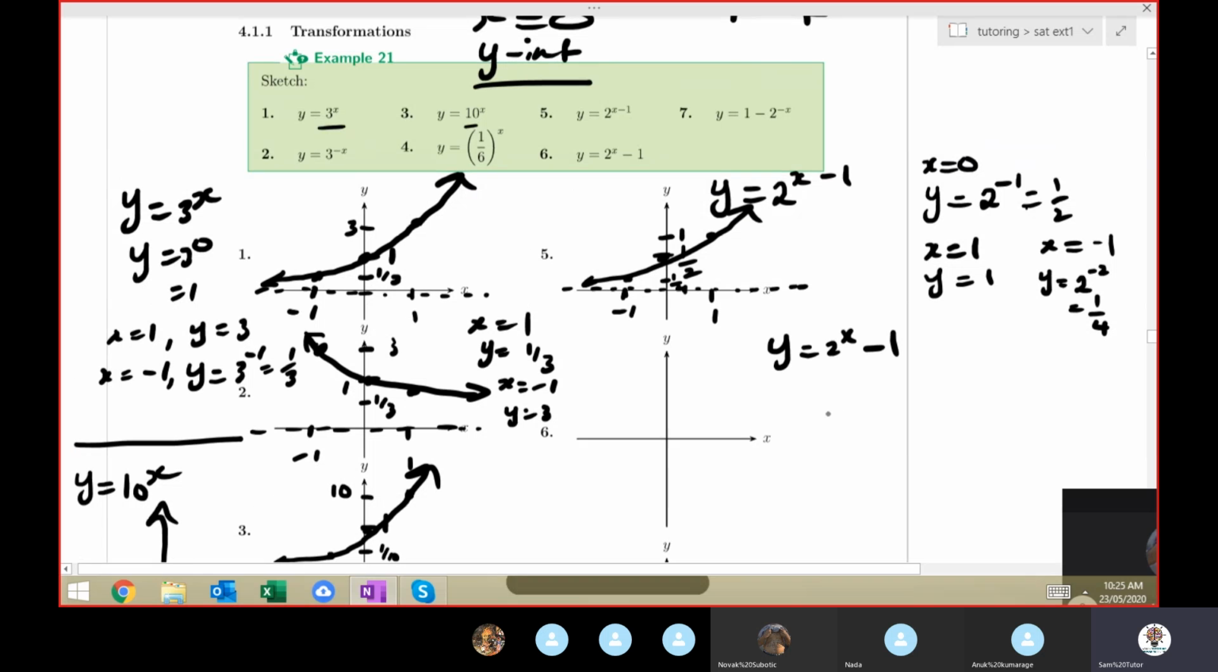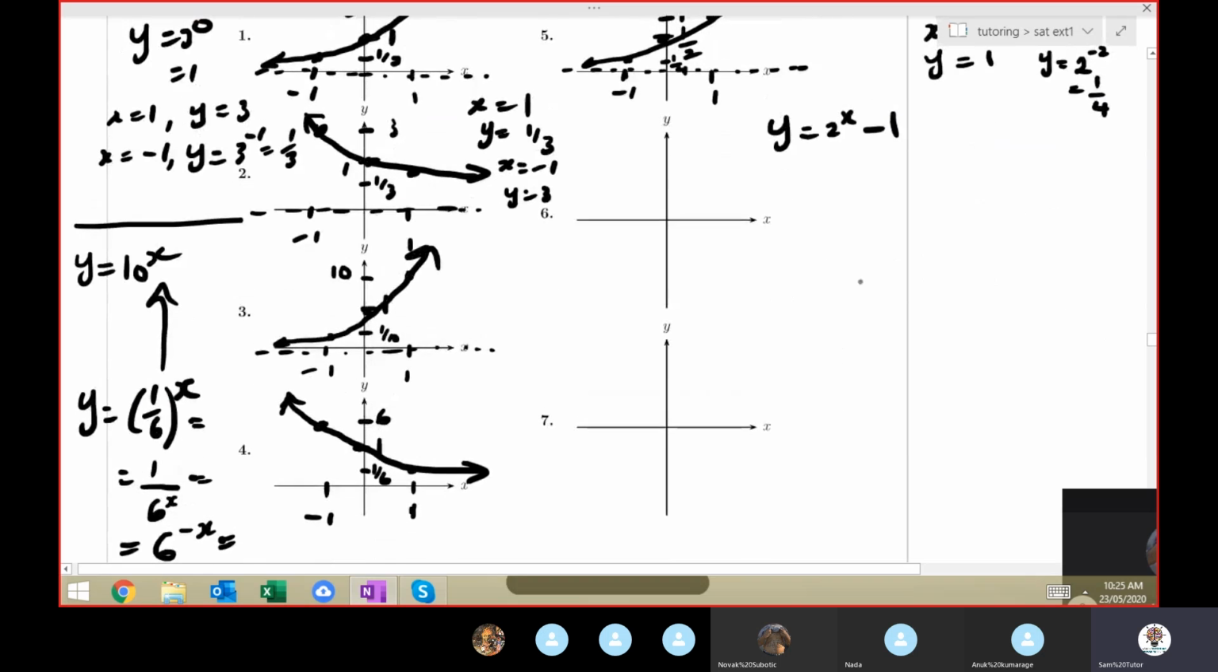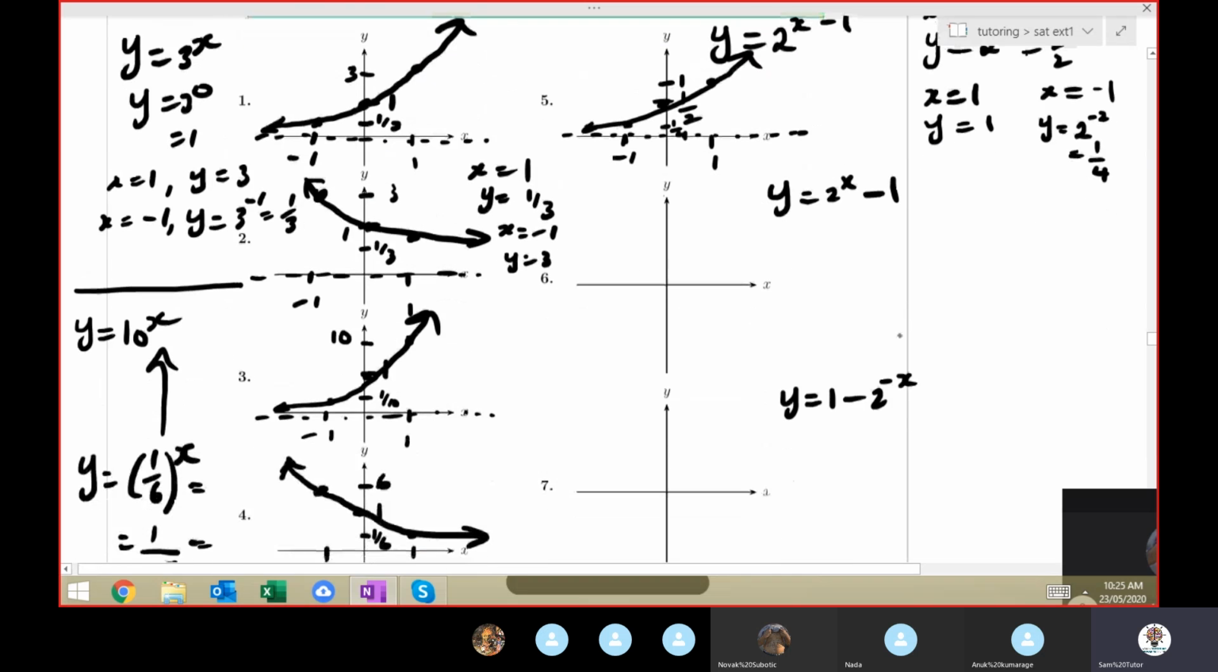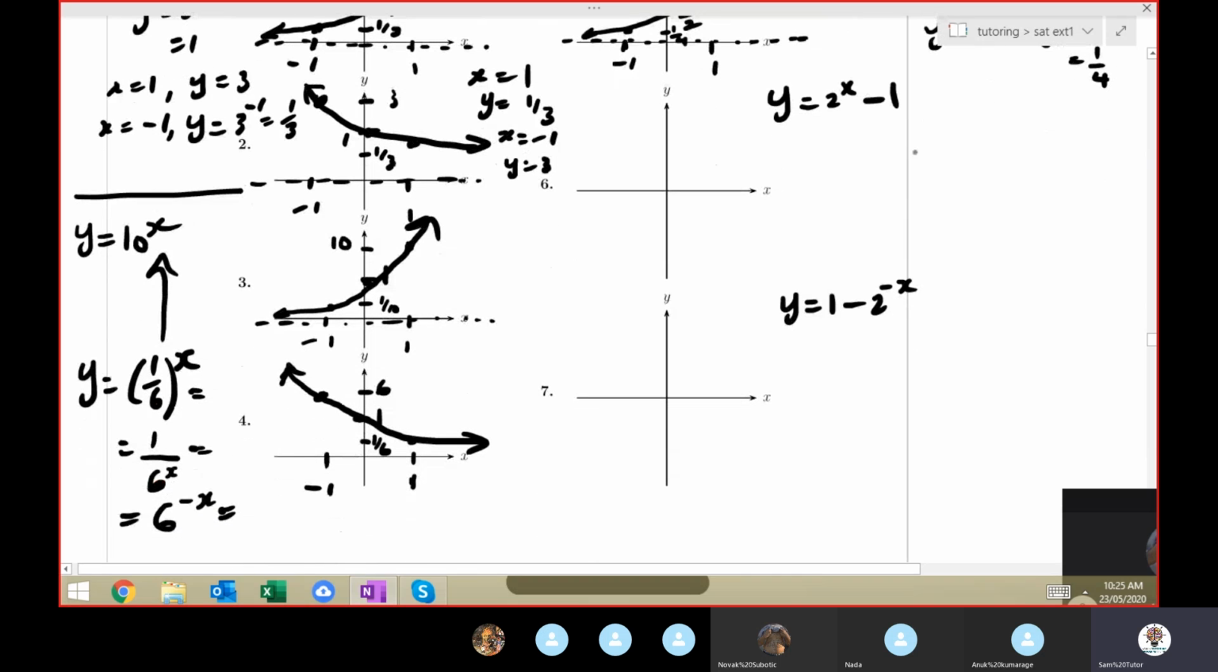Okay. Y equals 2 to the x minus 1, and we might as well write this one down. Right? Y equals, all right, perfect. So y equals 2 to the x minus 1.